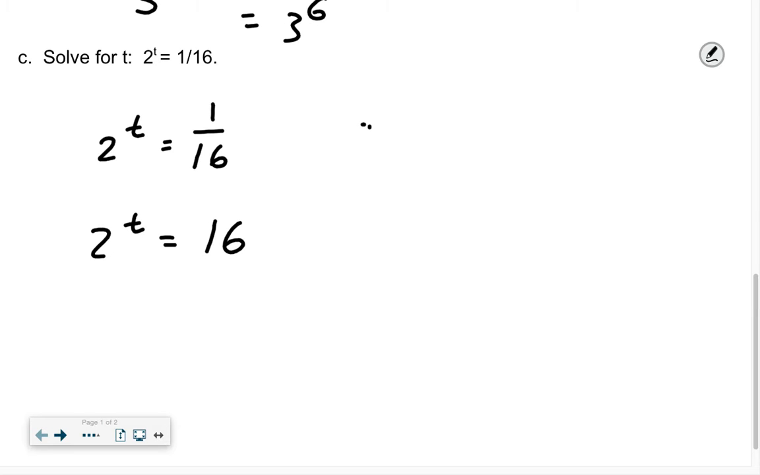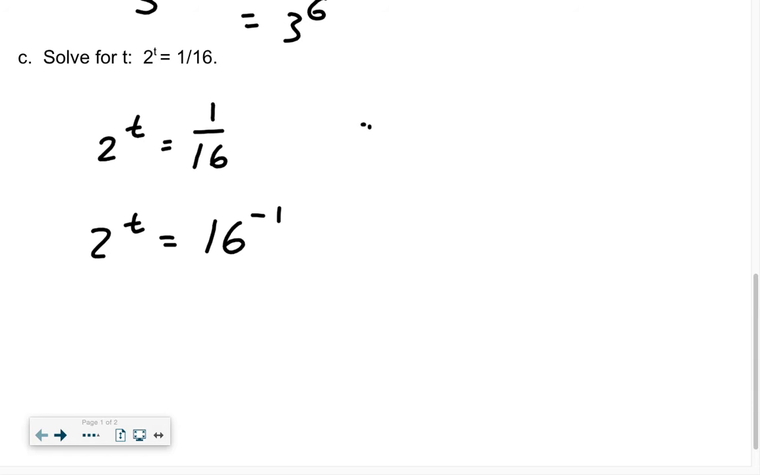Would this be the same thing as saying this? It is, yeah. You're just not used to seeing it that way. You're used to seeing it in this direction. 16 to the negative 1. And you've been programmed to think, oh, okay, negative exponents, I don't like them, so I'm going to move them down below. So therefore, it's 1 over 16 with a positive 1.